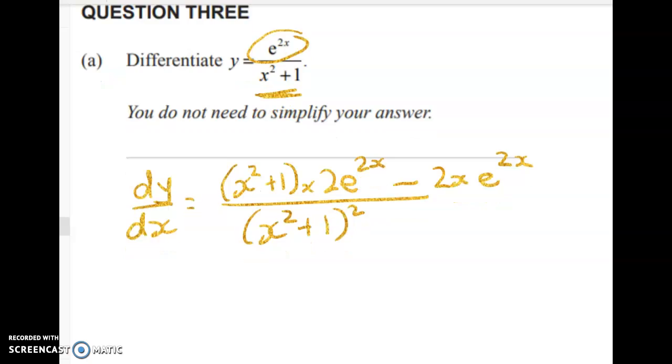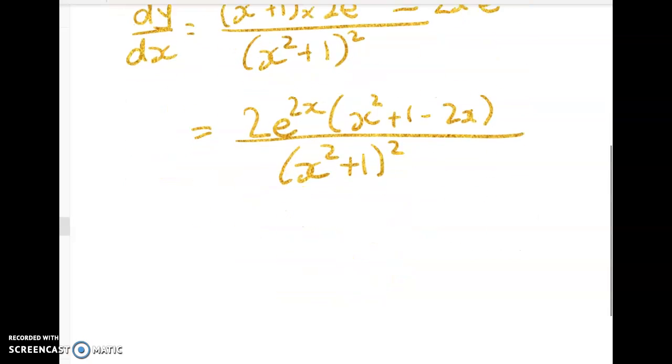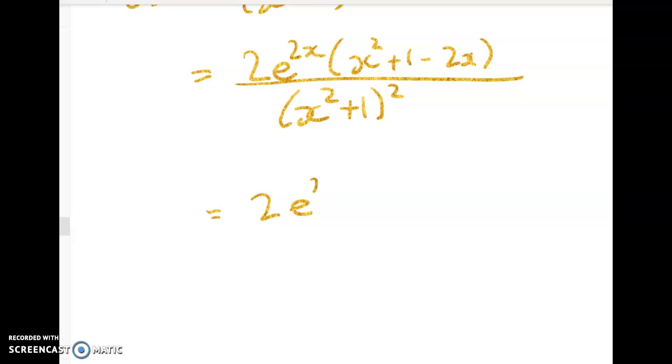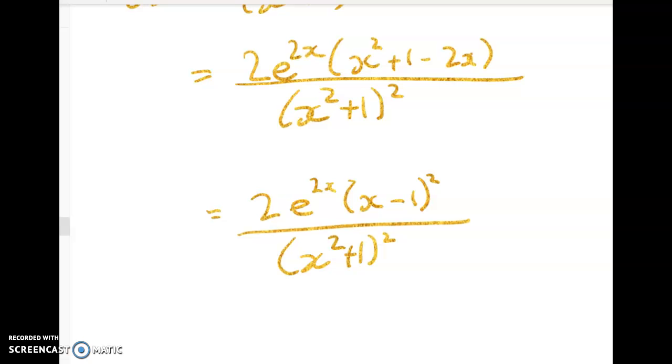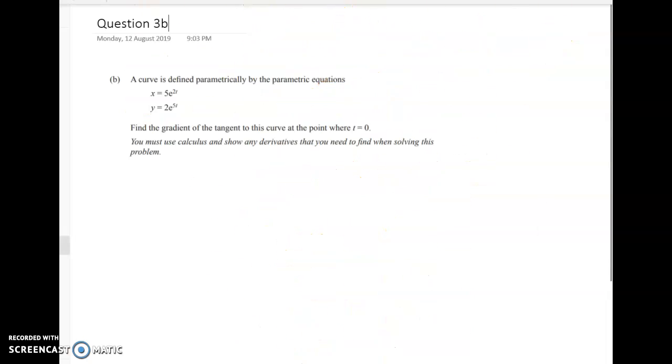Now it says you don't need to simplify your answer, but I can't not simplify my answer, so I'm going to simplify it. Just skip this 30 seconds of video. So we've got x squared plus 1 all squared, and then I've got 2e to the 2x, and then x squared plus 1 minus 2x, and that cleans up to give me this 2e to the 2x times x minus 1 all squared over x squared plus 1 squared. But if you were sitting in the exam and they told you not to simplify, don't simplify, just stop there.